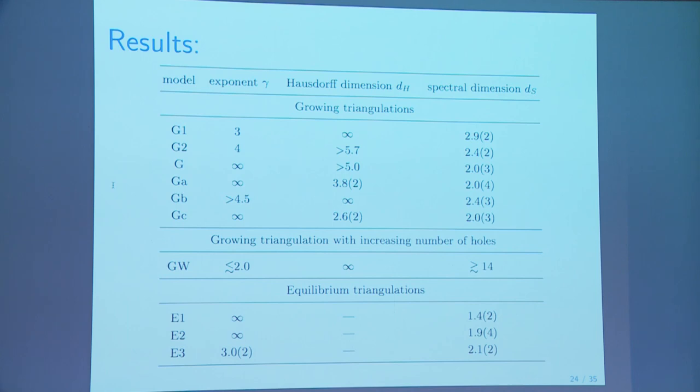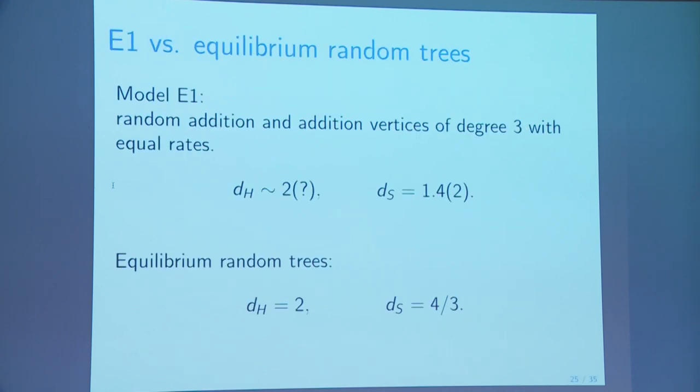For equilibrium triangulations, we had no solid results for Hausdorff dimensions, because our equilibrium networks were essentially smaller than the growing ones, because for equilibrium you must relax your system, and it turned out that this relaxation is very slow, and it was difficult to approach it. But nonetheless, for this model which I described to you, for creating a vertex within a face and vice versa, we get a Hausdorff dimension of about 2, and spectral about 1.4.